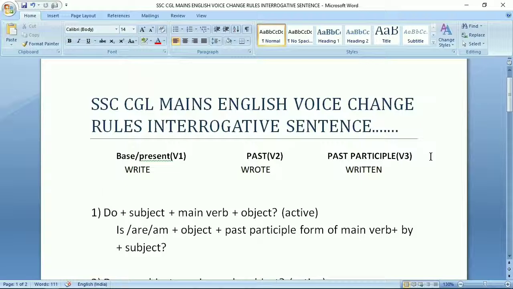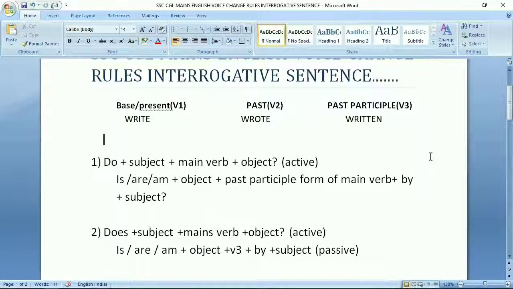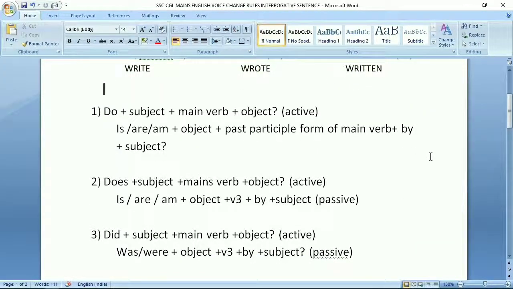Okay. So right now it is time to learn the three very important rules. In active voice, an interrogative sentence that begins with do is written in this format: at the start of the sentence, do, and after that the subject, and after that the main verb, and after that the object. Okay, this is the active format.